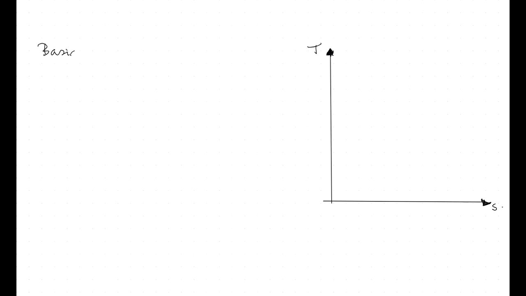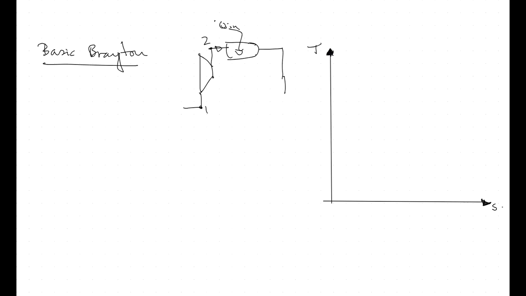That one should be very easy, or not very easy, we should be used to it. We've got state one, comes out at state two, and we add heat, and we have a turbine, like this. This is state three, and then we come out at state four. So here's W dot compressor, and W dot turbine.